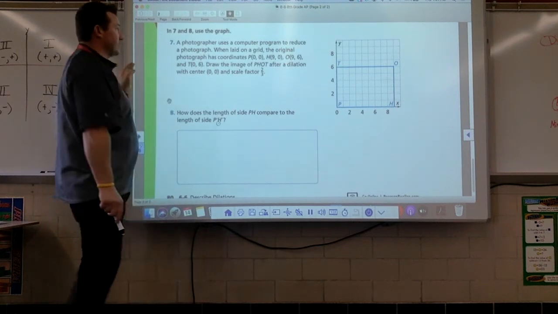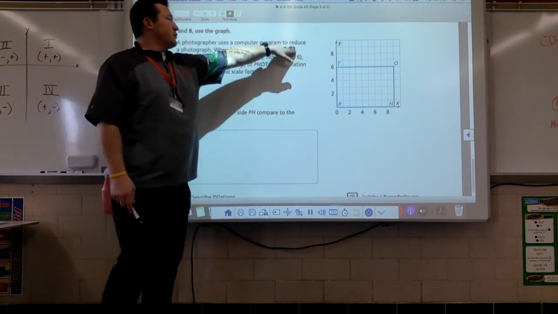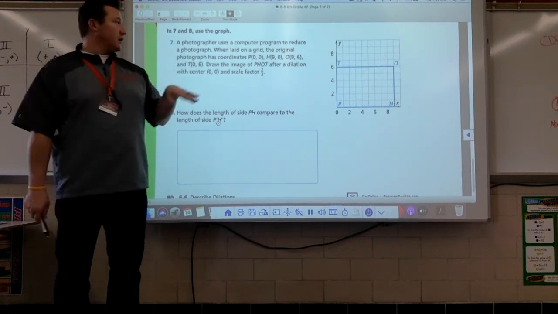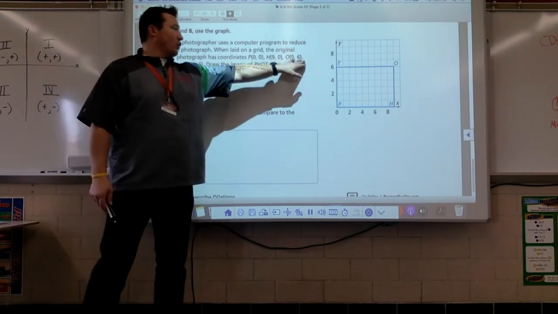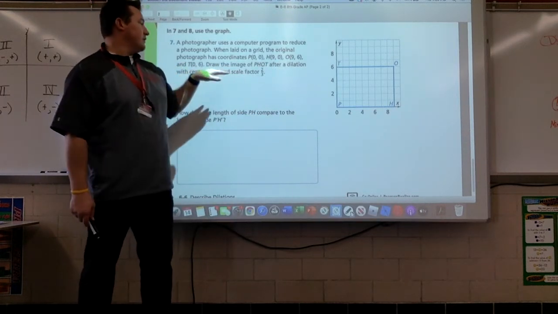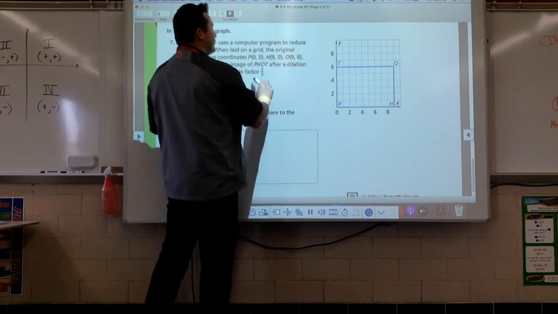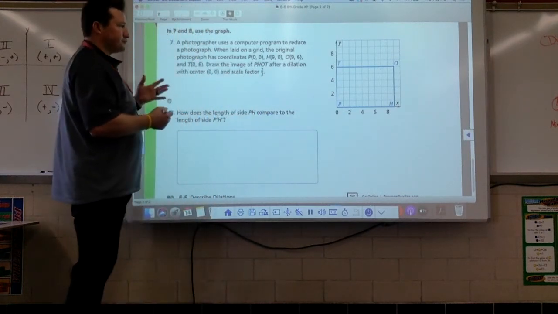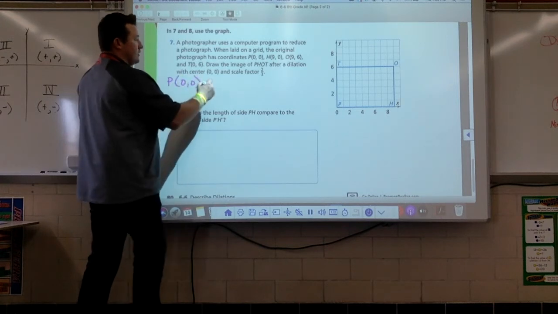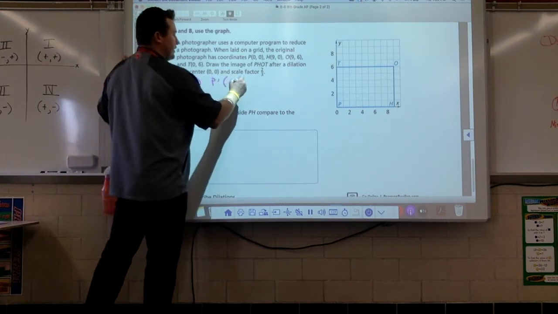And now we get this one here. Photographer uses a computer program to reduce a photograph. It gives us the coordinates. There they are over there. Draw the image after we dilate from the origin with a scale factor of 2/3. So here we go. So P was at the origin. P prime is still going to be at the origin.